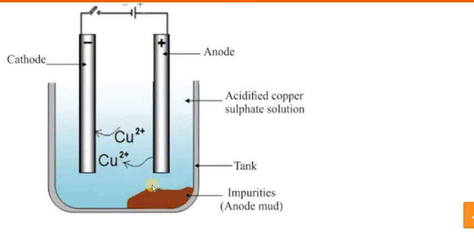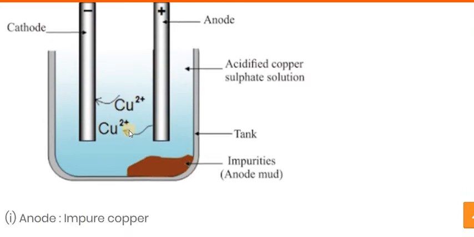This is the anodic mud. Whatever impurities are present in the copper settle down at the bottom of the anode, that's why it is known as anodic mud, when we pass the electricity in the cell.